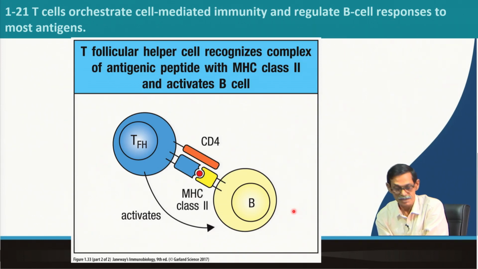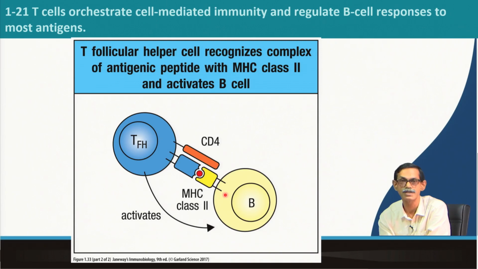This Th1 is also Th, which means this is also a helper. But what is another important function of the helper cell? Another important function of the helper cell is helping B cells, because B cells alone can interact with the antigen free, they do not need it to be processed, but B cell interaction with the antigen alone is not going to activate them. They also need another signal from T helper cells. So, these are called T follicular helper cells.